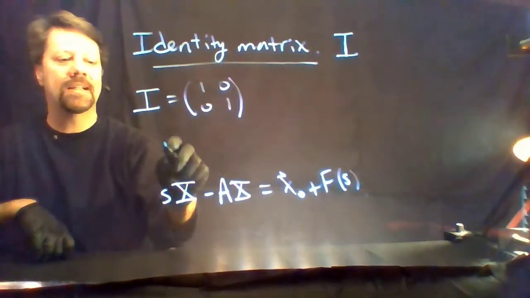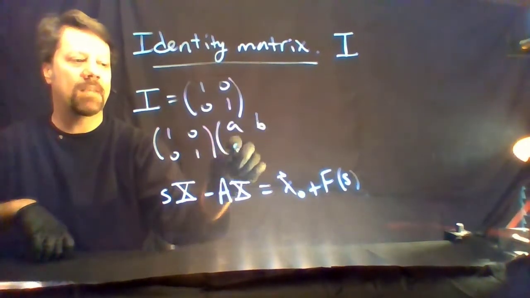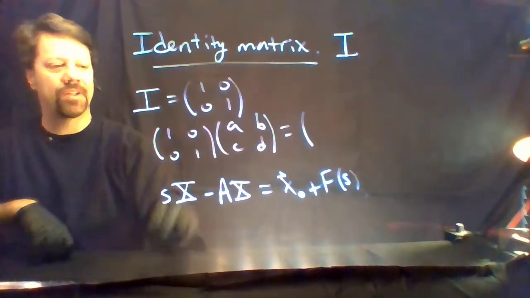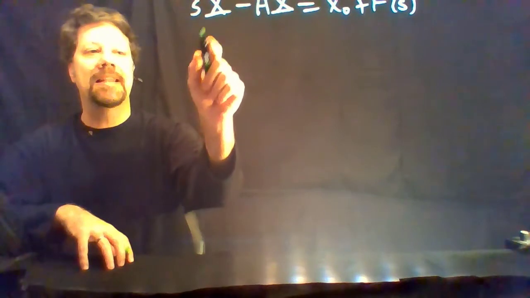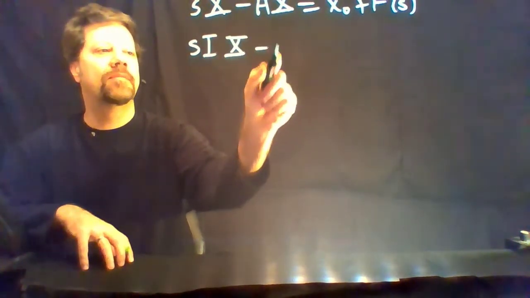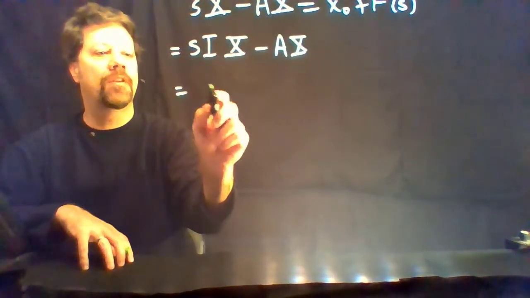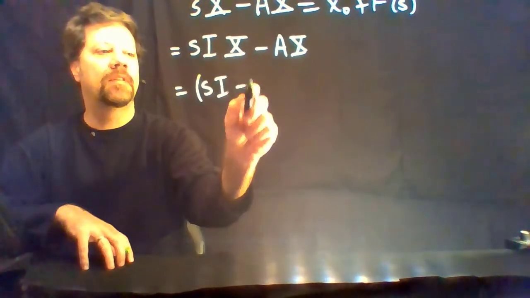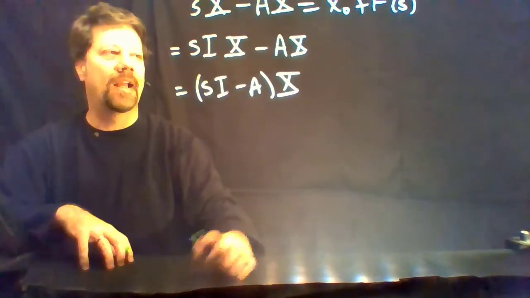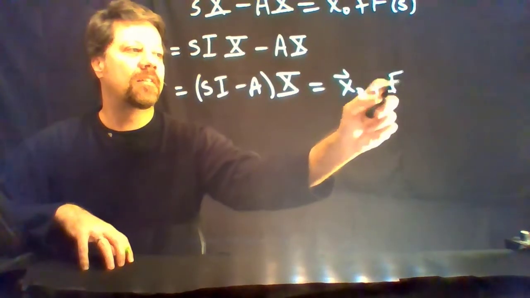And that's true because if I take 1, 0, 0, 1 and multiply that by A, B, C, D, using the rules of regular matrix multiplication, we get A back. Inserting the identity matrix here allows us to factor the vector X out on the right. That's still equal to x naught plus F of s.